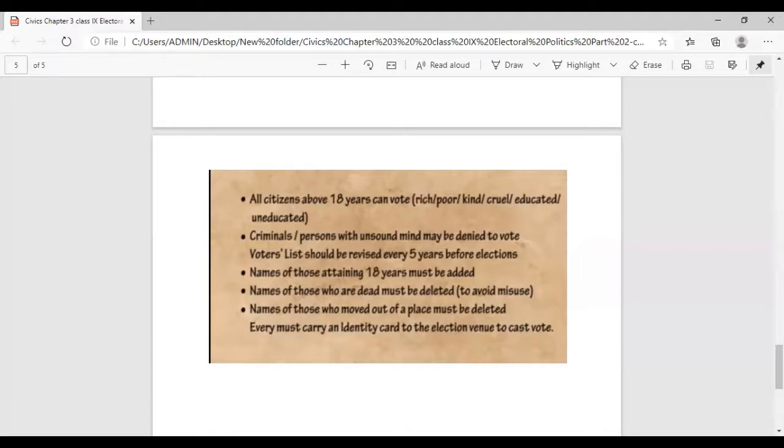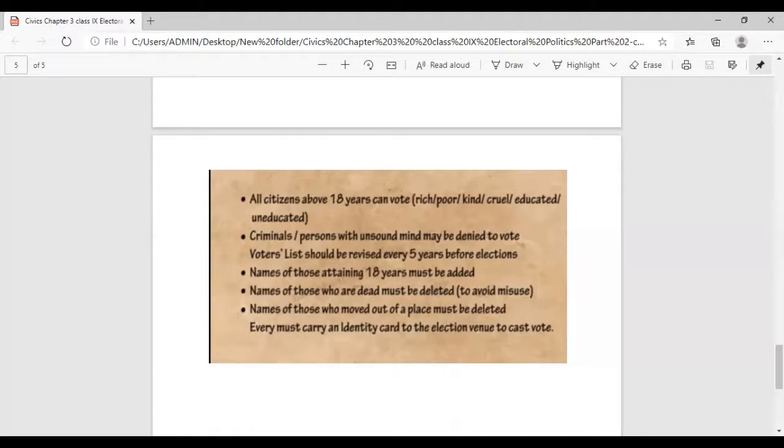Now let's have a quick recap of today's class. So today we started learning the subtopic, what is our system of election? And then we discussed electoral constituency, reserved constituency, and voters list. What is our system of election? There we discussed that elections are held in India for Lok Sabha and Vidhan Sabha regularly after every 5 years. After 5 years, the term of all the elected representatives comes to an end.